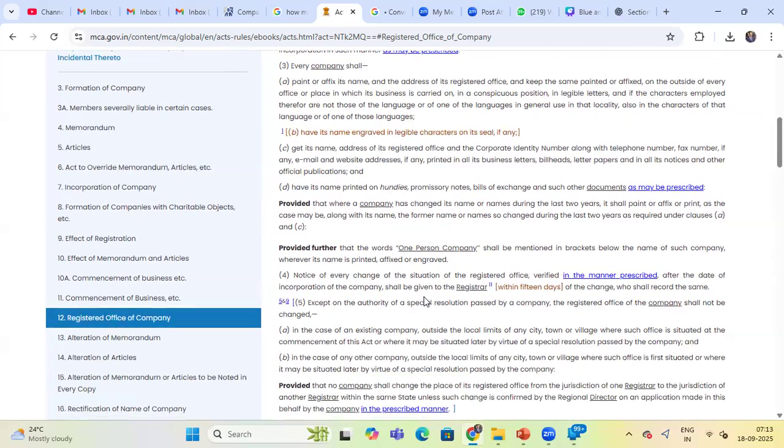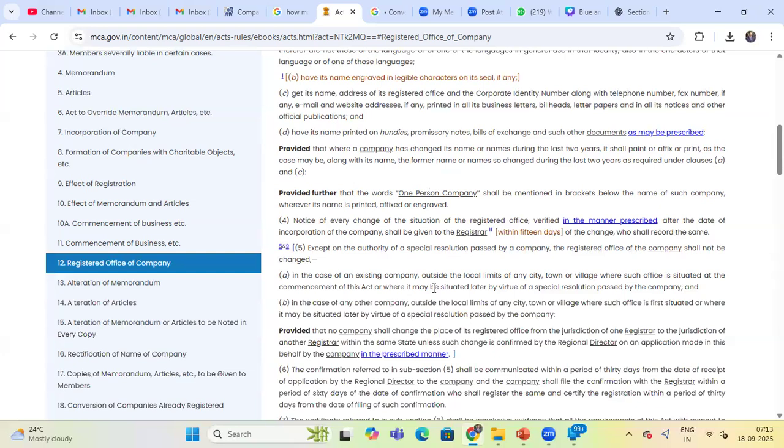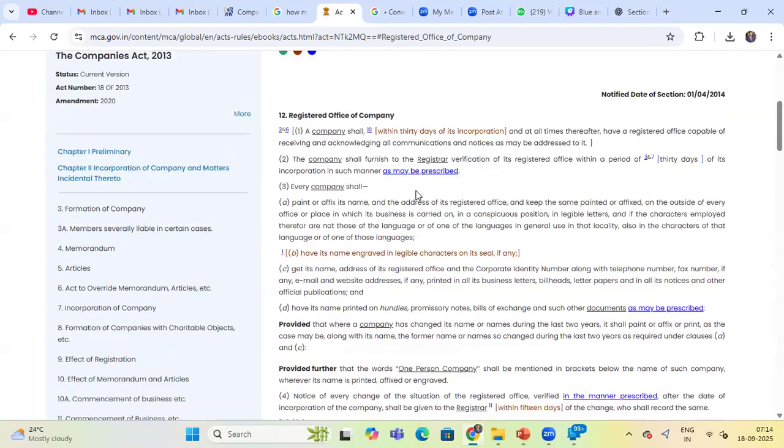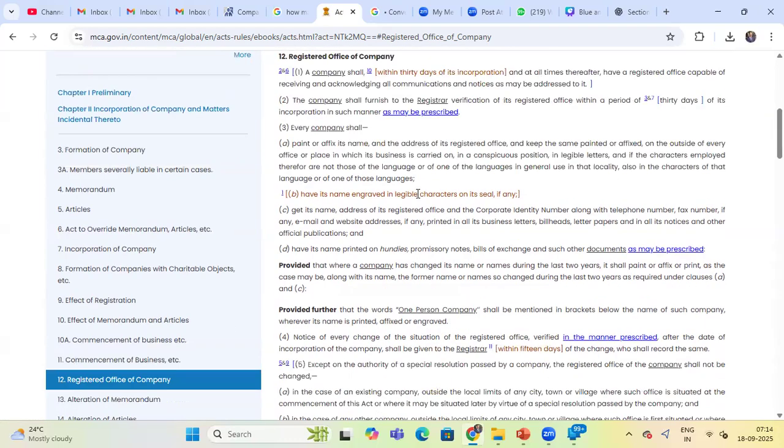Provided further that the words "one person company", that is OPC, shall be mentioned in brackets below the name of such company wherever its name is printed, affixed or engraved. If it is a one person company, "one person company" has to be mentioned in brackets below the name of such company. This is what Section 12, subsection 3 of Companies Act 2013 says. Hope you are clear. Thank you.